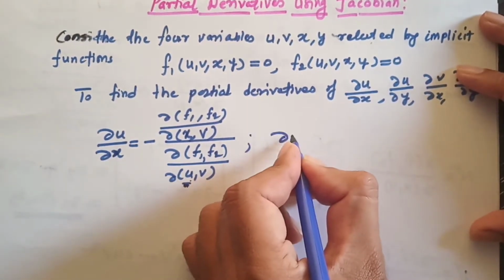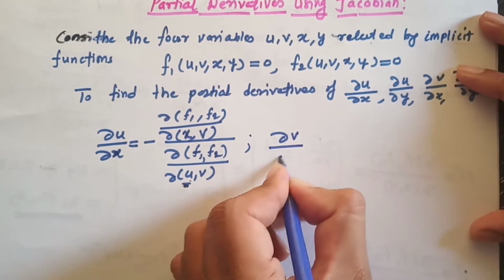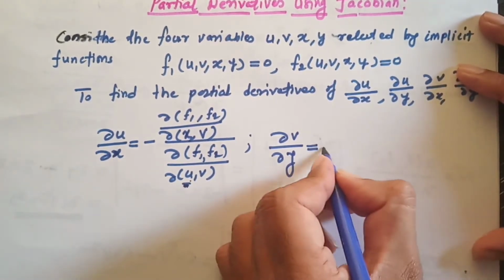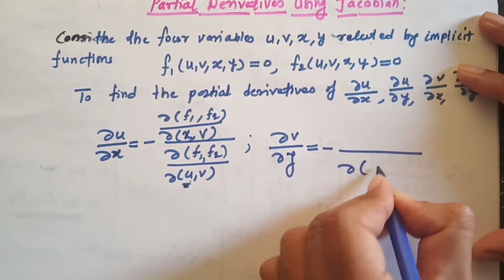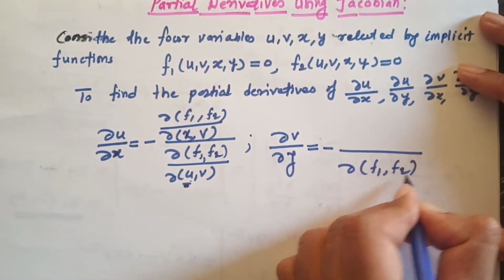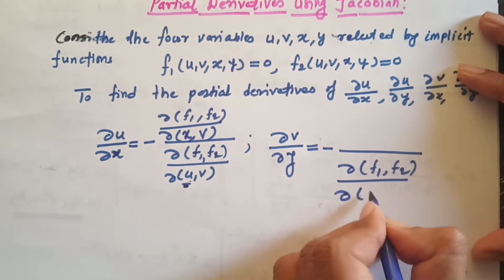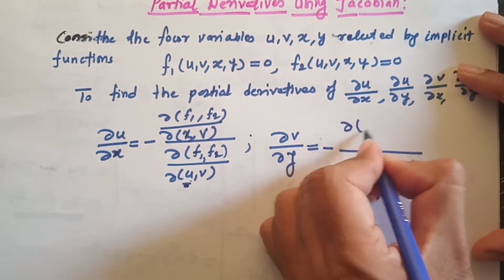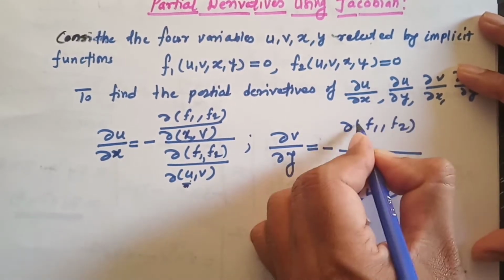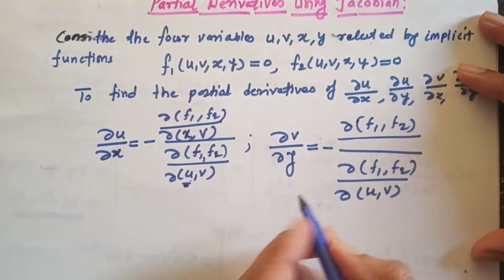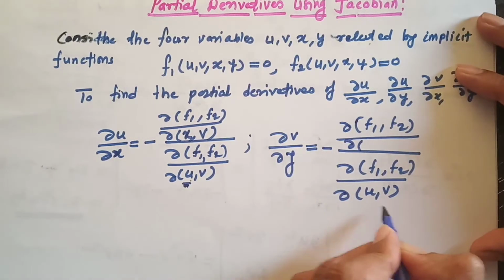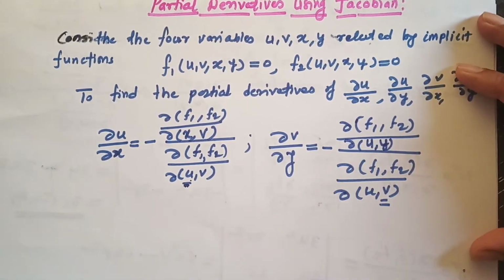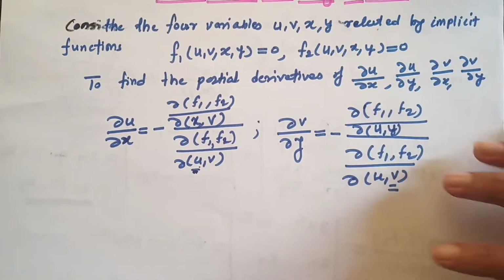Similarly, if you want to calculate partial derivative of u with respect to y, then it is minus, first write the denominator Jacobian of f1 f2 with respect to u v, do not change the order, and the numerator Jacobian of f1 f2 with respect to u, y: just replace v by y.